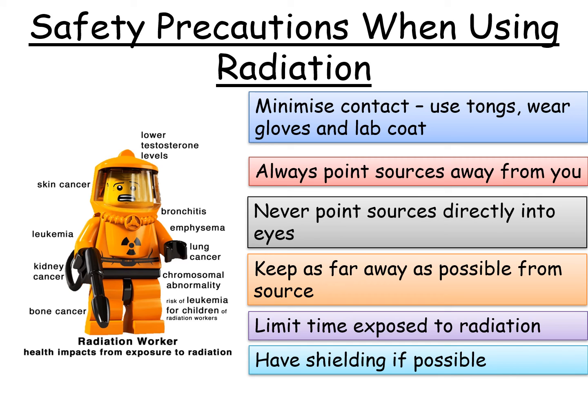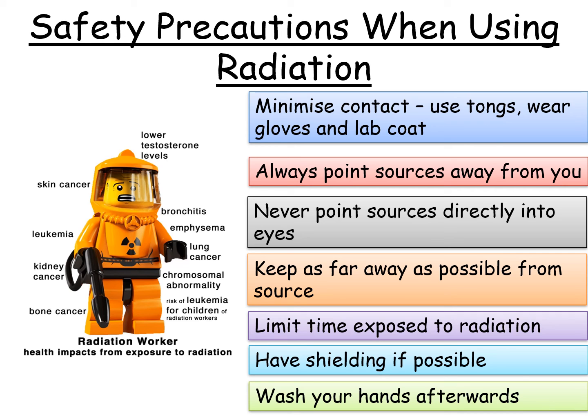Have shielding if possible. So shielding could be, for example, a nurse could wear a lead-lined or lead-filled apron. What that means is that they actually put lead in the apron, because remember, lead will absorb alpha, beta, and gamma radiation. And you always wash your hands afterwards, just in case you get any radiation on your hands.